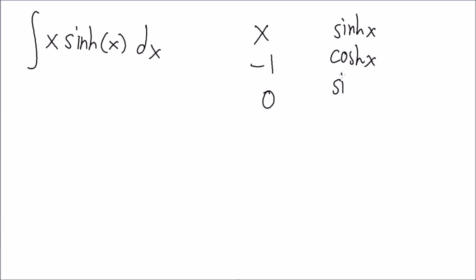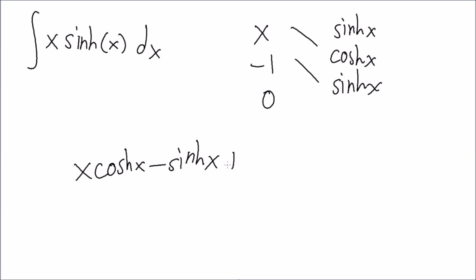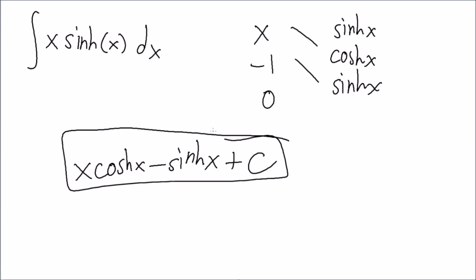So you just dive straight into this. Okay, so then this is just x cosh x minus sinh of x plus c, and you're done. Okay, very easy.